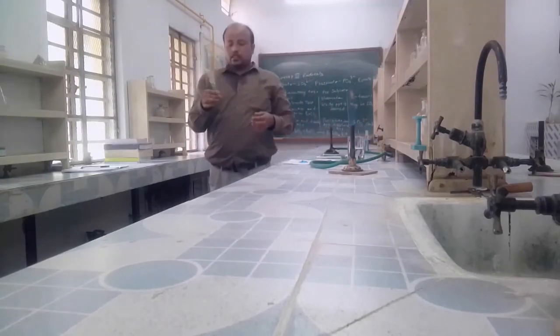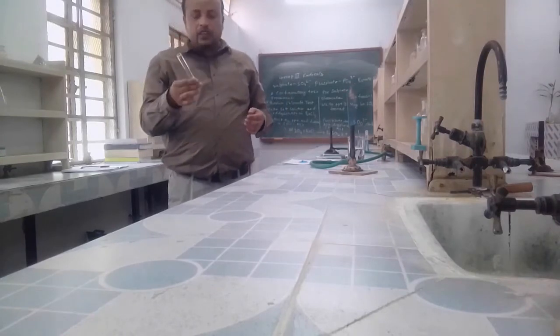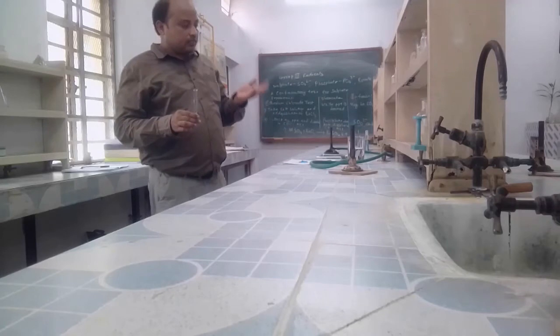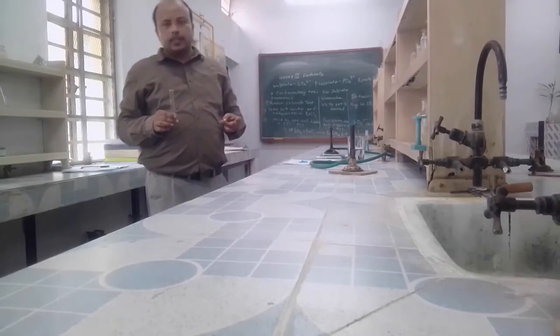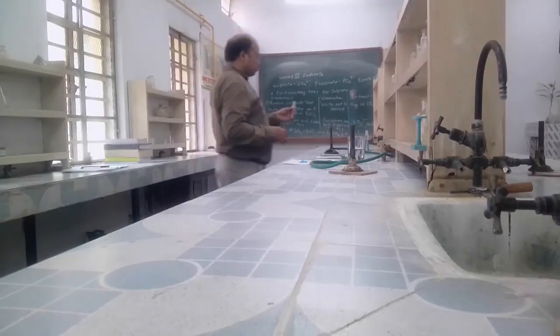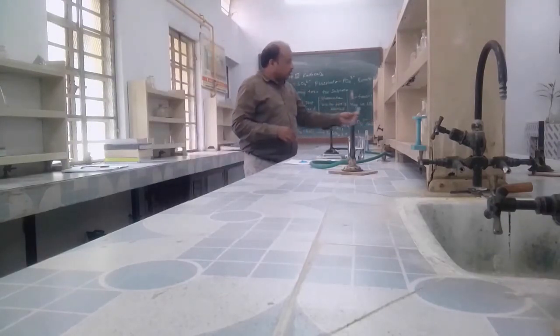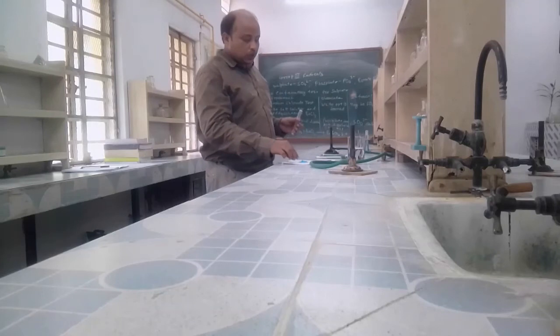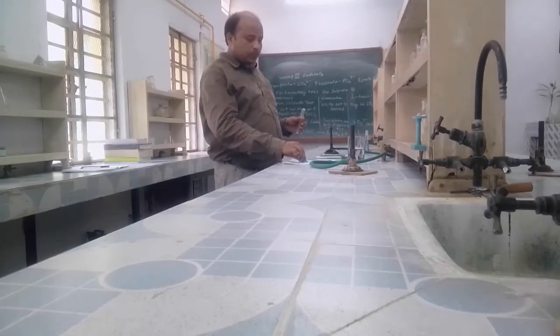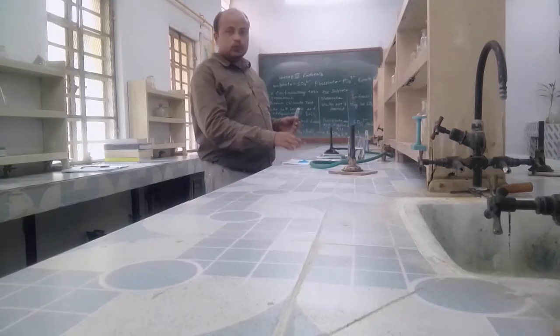We have to take the smell. If it doesn't have any smell, we can say that acetate, sulfide, and ammonium are absent. Next we have to perform the wet test. So we have to test, at first, we have to do the test.